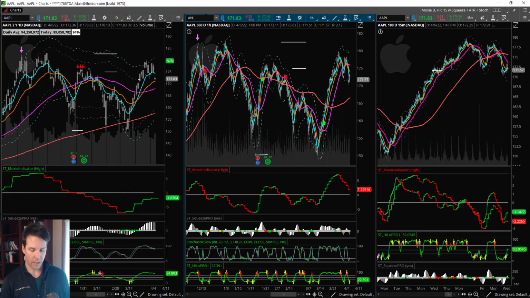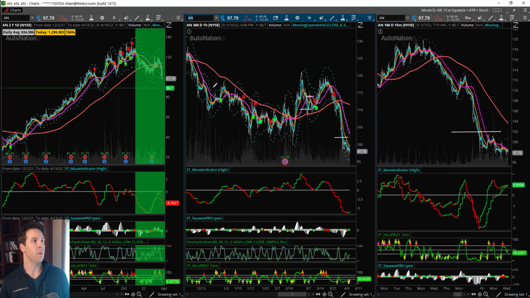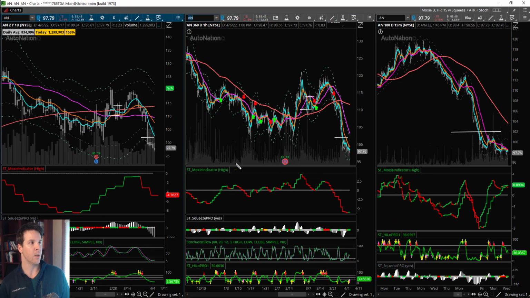And then we could look at AN. This was another one that we traded. We made a quick couple percent off this one. You can see price was over the 50, but the Moxie indicator was below 0 right there. So definitely a pullback. That's what I'm talking about. Price should not be over the 50 if the indicator is below 0. You can see what kind of move happens when that setup occurs.